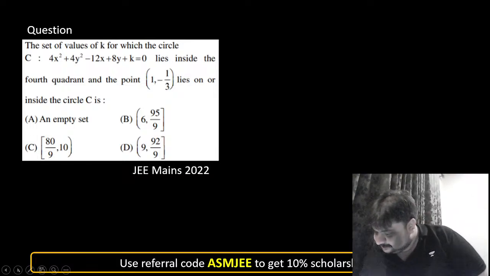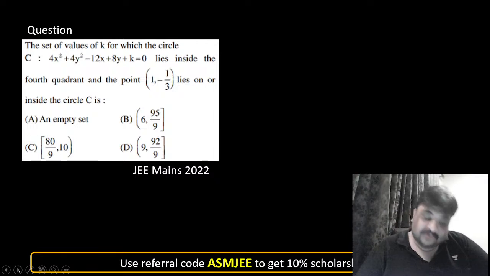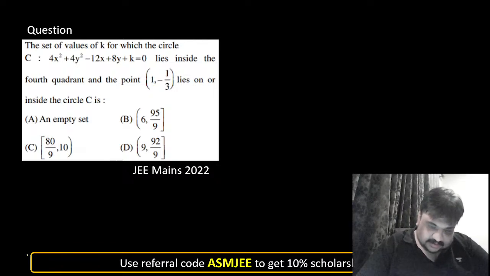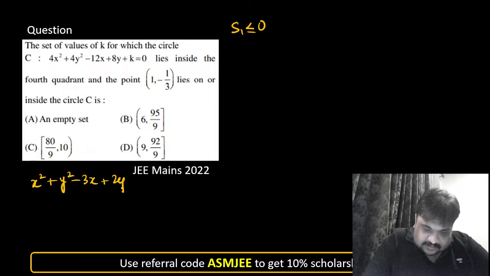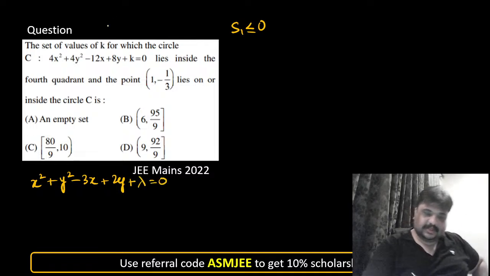Should I tell? The set of values of k for which the circle lies inside the fourth quadrant and the point (1, -3) lies on or inside the circle. That's really cool. So (1, -3) lies on or inside means S1 is less than or equal to 0. So first divide by 4, plus k by 4. I'm taking k by 4 as lambda.